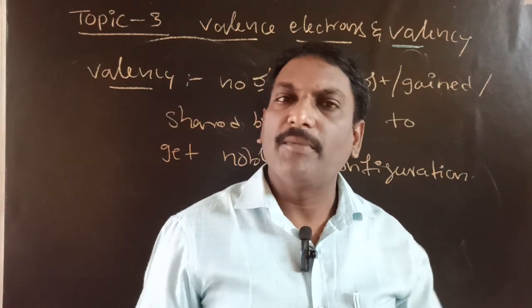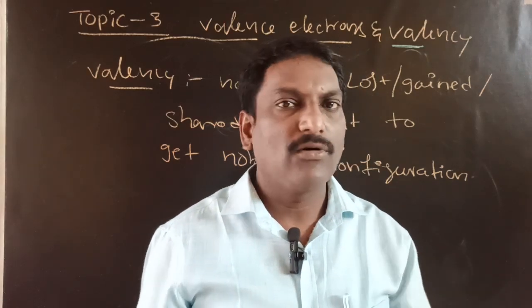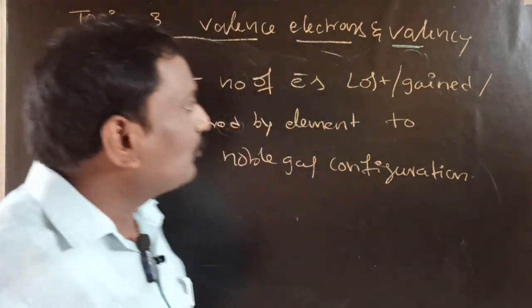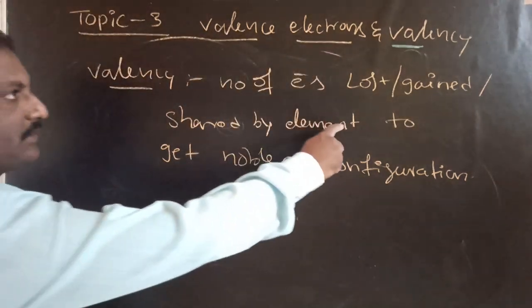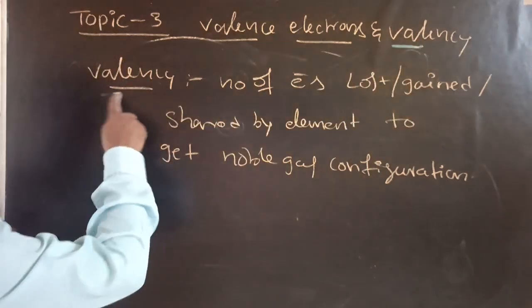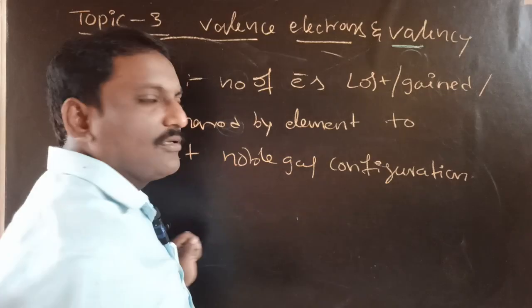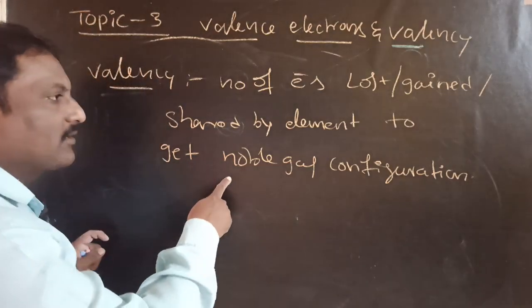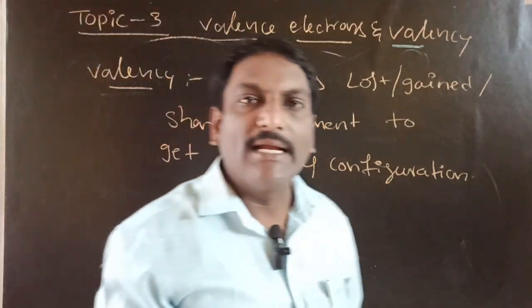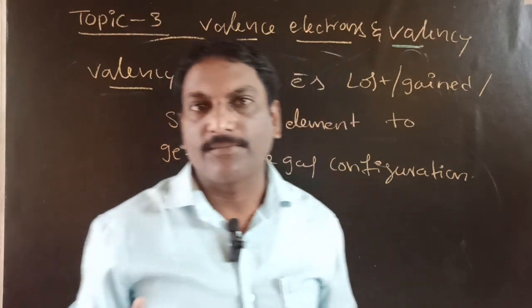Number of bonds given by the element with neighboring is called valence. But there is one more detailed definition for valency. Valency means number of electrons lost, number of electrons gained, number of electrons shared by the element to get nearest noble gas configuration.